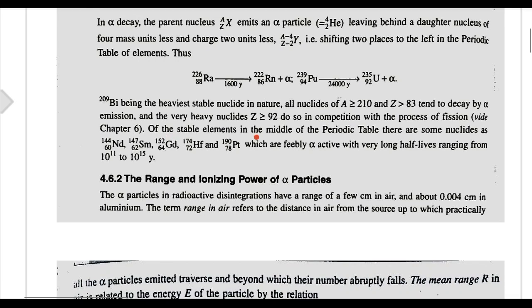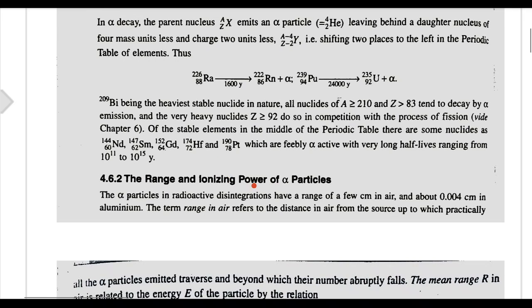Of the stable elements in the middle of the periodic table, there are some nuclides, such as neodymium, samarium, gadolinium, hafnium and platinum, which are feebly alpha active with very long half-lives ranging from 10 to the power 11 to 10 to the power 15 years.